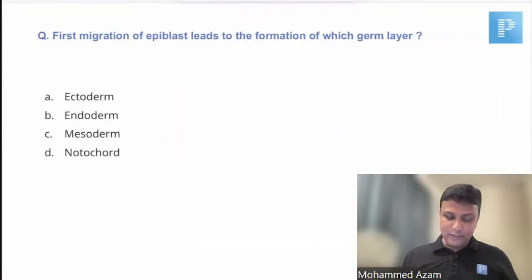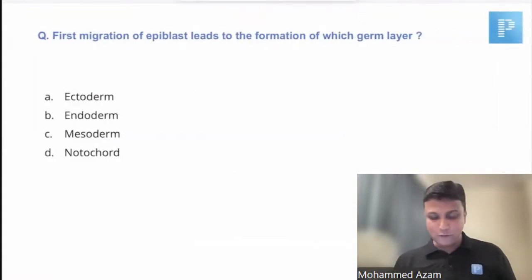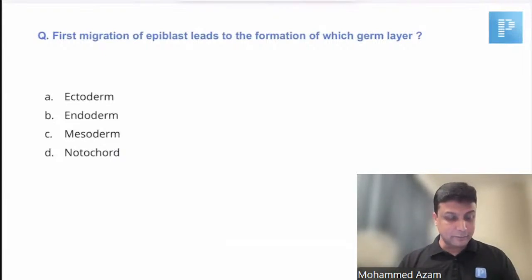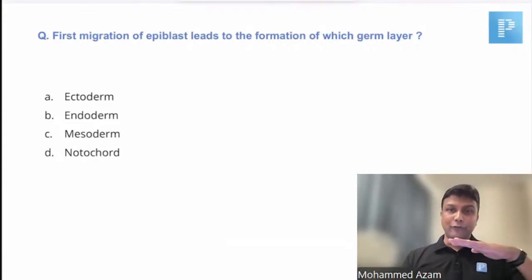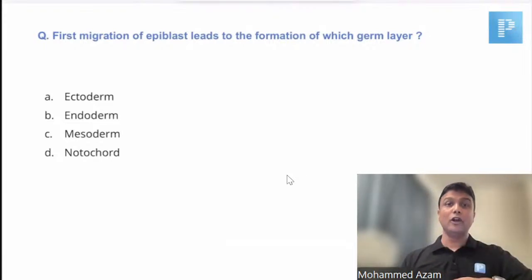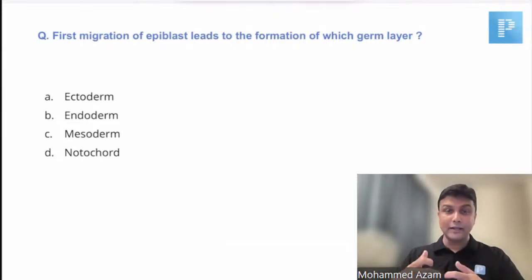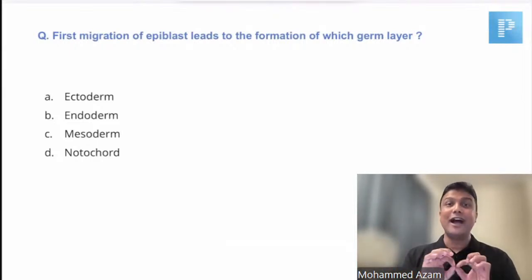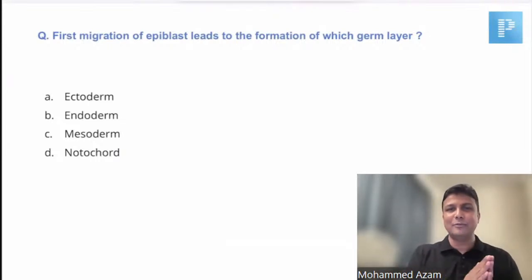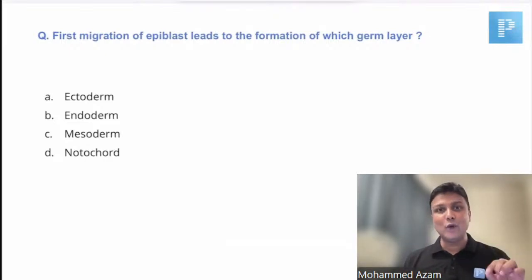Now, the first migration of epiblast leads to the formation of which germ layer? This we have studied many times, my dear friends. When I taught you about the formation of all three germ layers, ectoderm, endoderm, and mesoderm, we learned that from the primitive streak, the cells will multiply and go down into the hypoblast. Once they migrate down to the hypoblast, all the cells of the hypoblast will be replaced by new cells. And that is going to become your endoderm.